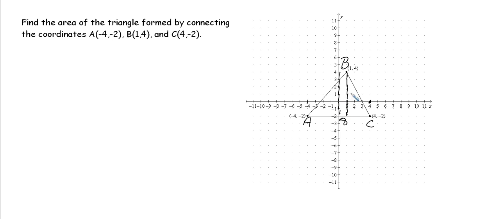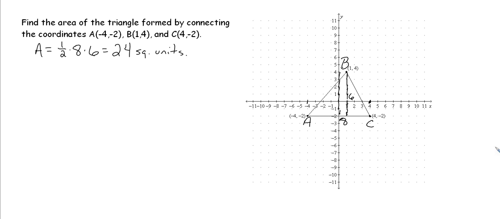The height of that would be 6, and the area of a triangle is simply 1/2 base times height, 1/2 times 8 times 6, and we get 24 square units as the area of the triangle.